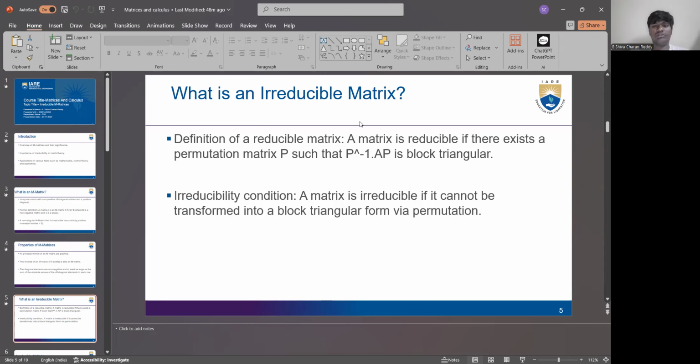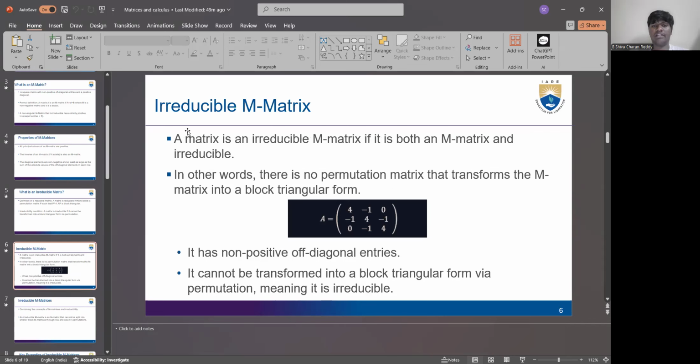Coming to what is an irreducible matrix. Definition of a reducible matrix: a matrix is reducible if there exists a permutation matrix P such that P inverse AP is block triangular. This says that the permutation matrix P, whose inverse multiplied by AP, is going to give a triangular matrix. Irreducibility condition: a matrix is irreducible if it cannot be transformed into block triangular form by a permutation. So if a matrix is unable to be transformed into a block triangular form by a permutation, it is going to be an irreducible matrix. And so starts the main topic of the irreducible M matrix.